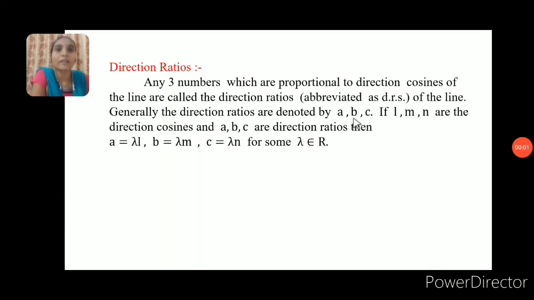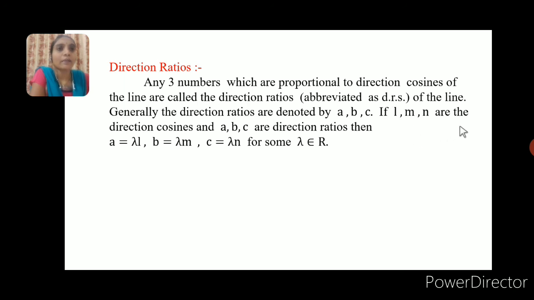Next point, direction ratios. Any three numbers which are proportional to the direction cosines of the line are called direction ratios, abbreviated as D.R.s of the line. Generally, the direction ratios are denoted by A, B, C. See here. Any three numbers which are proportional to the direction cosines of the line are called direction ratios. Direction ratios are written as D.R.s.